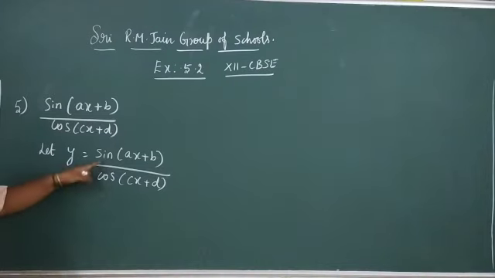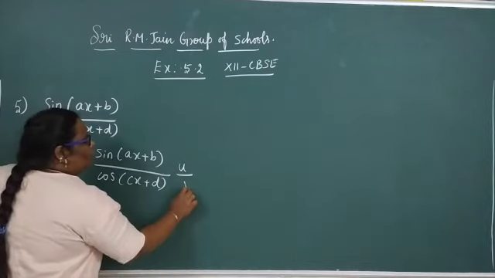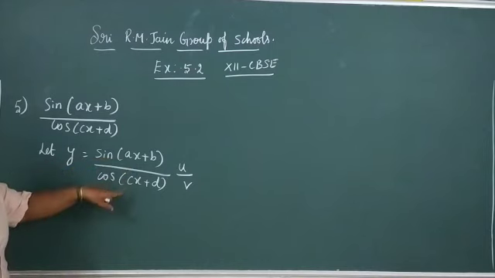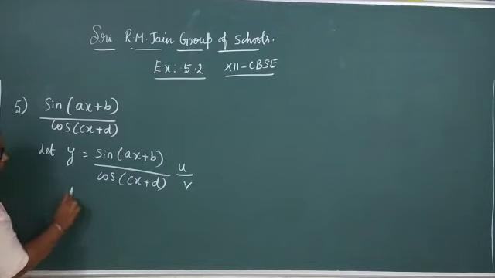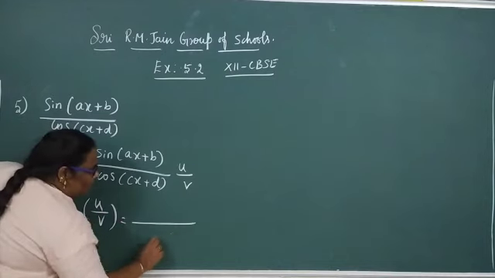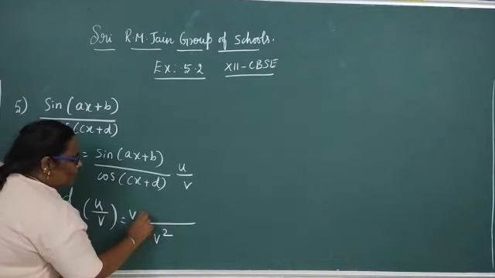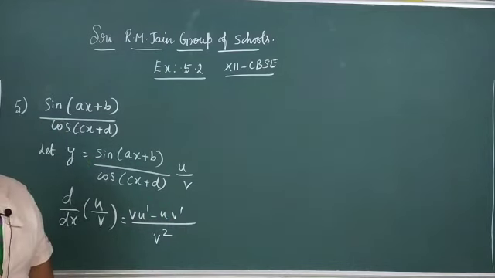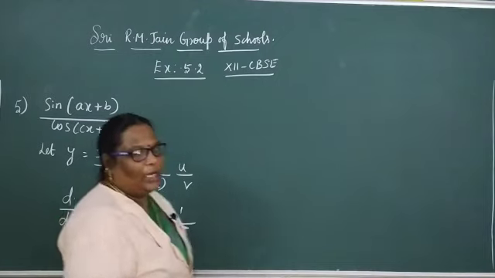See, this is in a quotient form, u by v form, because the numerator has an x term and the denominator also has an x term. So, what is the formula for d by dx of u by v? It is (v u dash minus u v dash) by v square. Dash is nothing but differentiation. Okay, straight away you can differentiate.